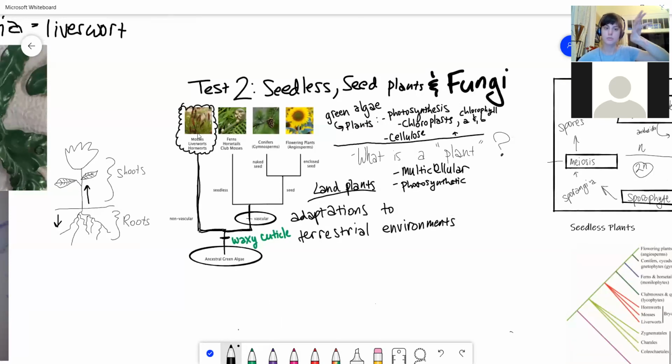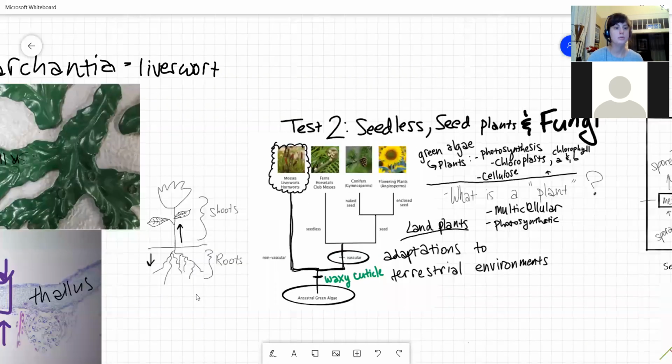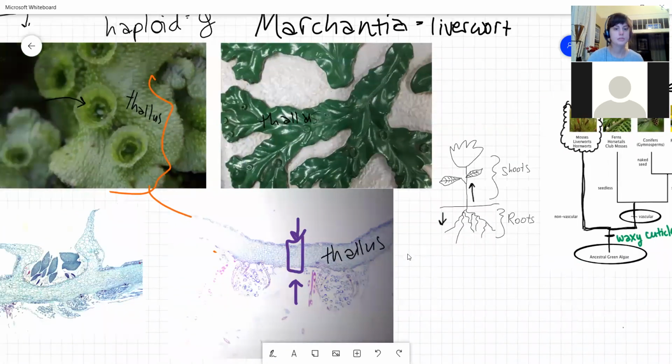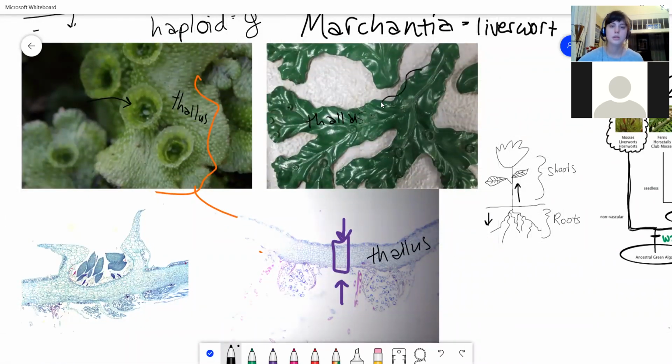So mosses evolved before vascular tissue. This lineage split off before vascular tissue existed. So mosses are going to be shallow, and they're just going to have to get the water from what they're sitting on top of. Let me show you this model of a moss plant. Here are some images in your PowerPoint. This leafy structure here, it's not a true leaf, but it's the body of a moss.